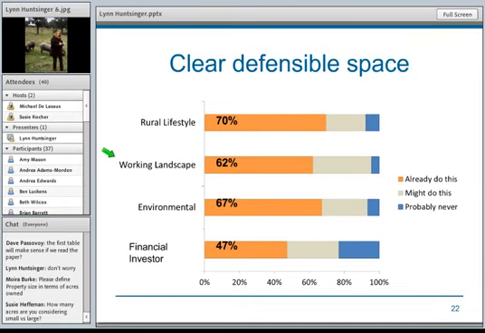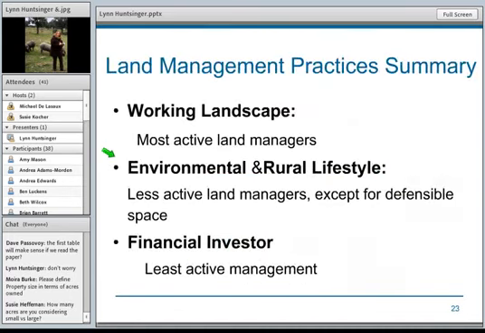Clear defensible space, as I pointed out, really a lot of people do. The ones that do it the least are the financial investor category, the people that are mainly interested in investing in their land for the long-term appreciation value. Not very active. And in general, absentee landowners, as I think probably most of you would guess, are less likely to do direct management of their land.